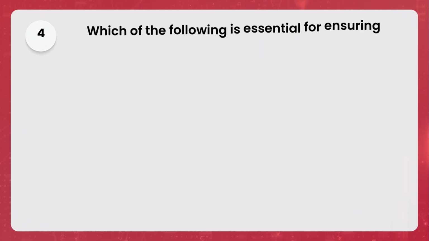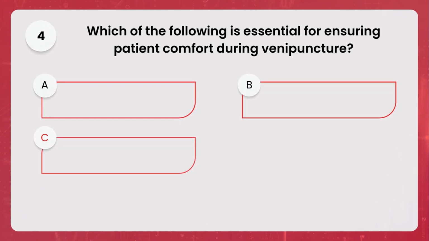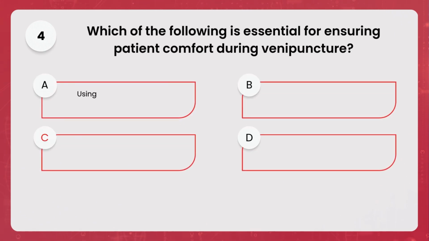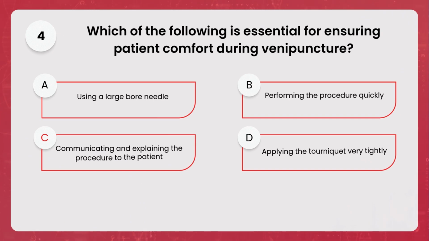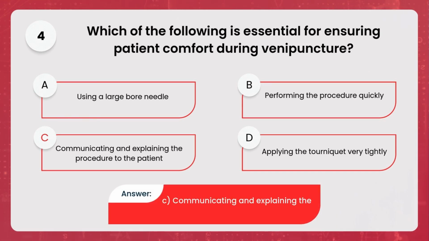Number 4. Which of the following is essential for ensuring patient comfort during venipuncture? A. Using a large bore needle. B. Performing the procedure quickly. C. Communicating and explaining the procedure to the patient. Or D. Applying the tourniquet very tightly. The answer is C. Communicating and explaining the procedure to the patient.